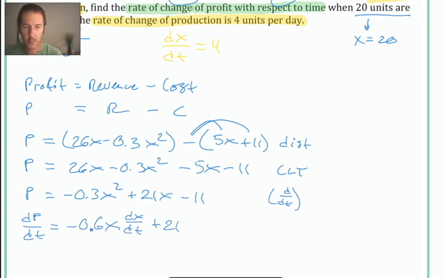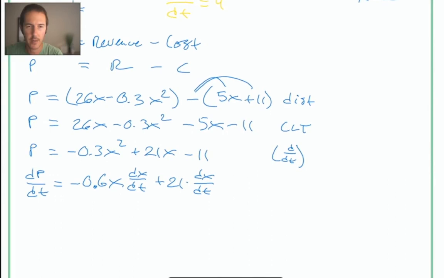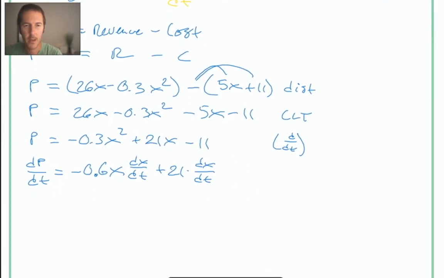And then you have to use the chain rule and multiply by the derivative of x. So we do have a dx over dt there also. And then if you want to put a minus 0 at the end, you can. I'm not going to, but the derivative of negative 11 is definitely 0.